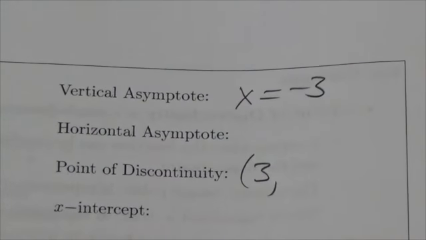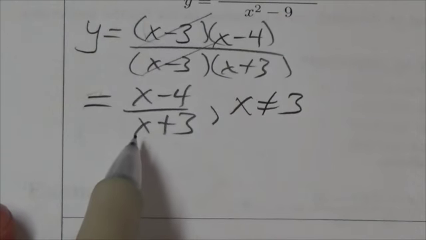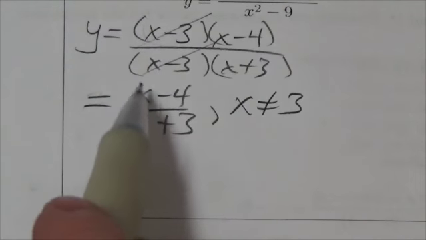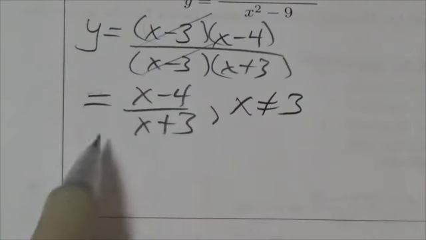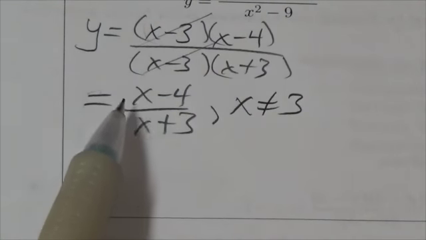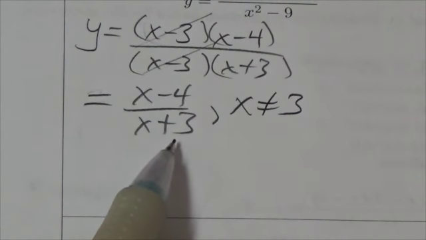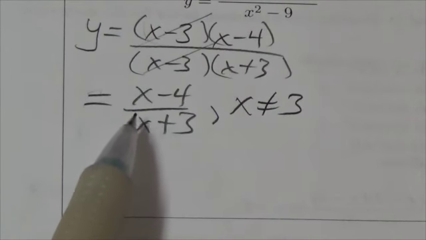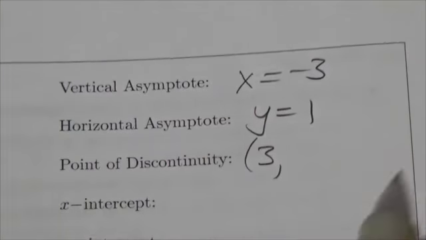Okay, now take a look back at the function again. We're going to take a look at the horizontal asymptote. That's what we get when we compare the degrees of the numerator and denominator. And notice that they're both linear. When x gets really, really large, this minus 4 and this plus 3 really have no bearing on it. So when x gets really, really large, this is essentially x divided by x, which is just 1. And so that becomes my horizontal asymptote, y is equal to 1.